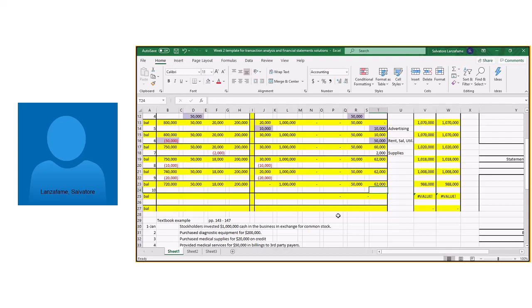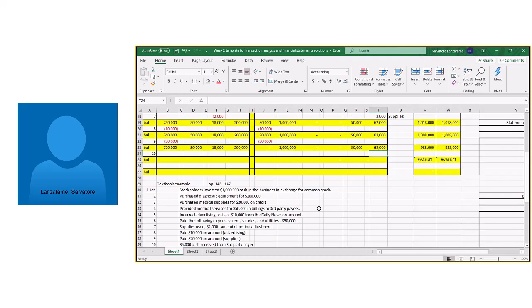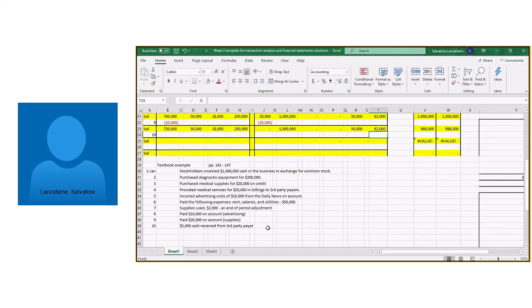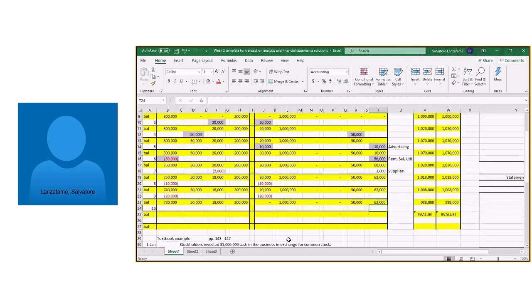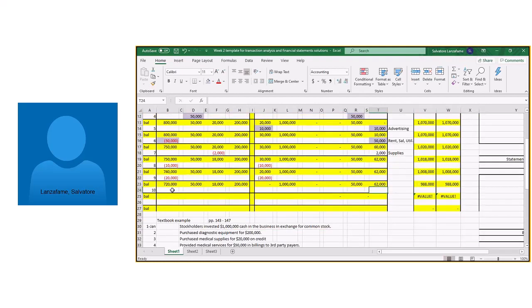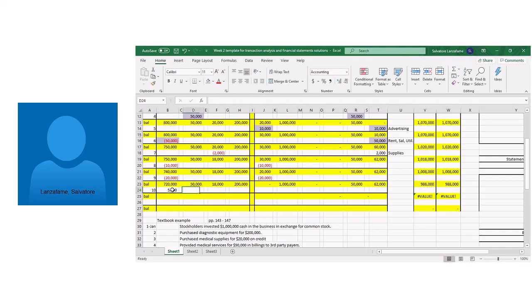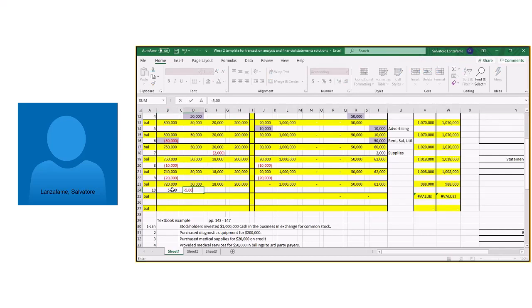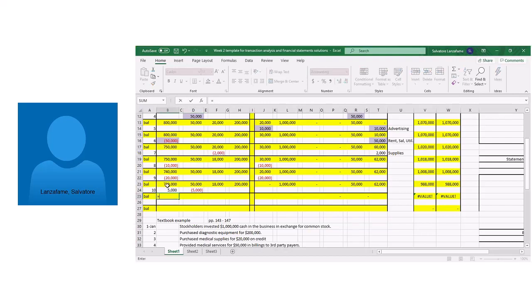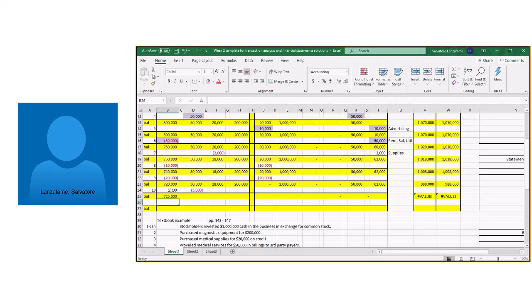The last transaction that they have is we collected money. And look what it says here. $5,000 cash received from that third party. All right, so our cash is going up by $5,000, and our accounts receivable is going down by $5,000. So here are the final balances. Our cash ended up at $725.